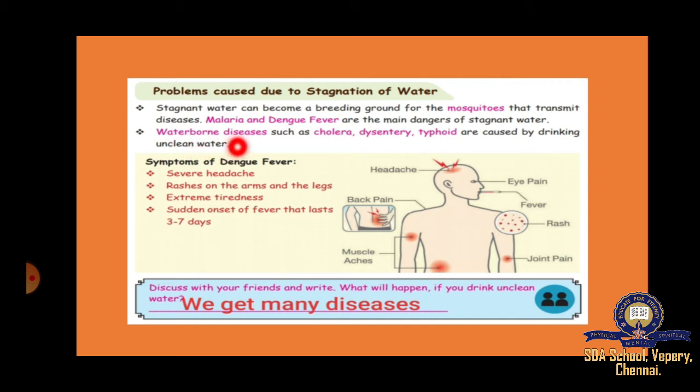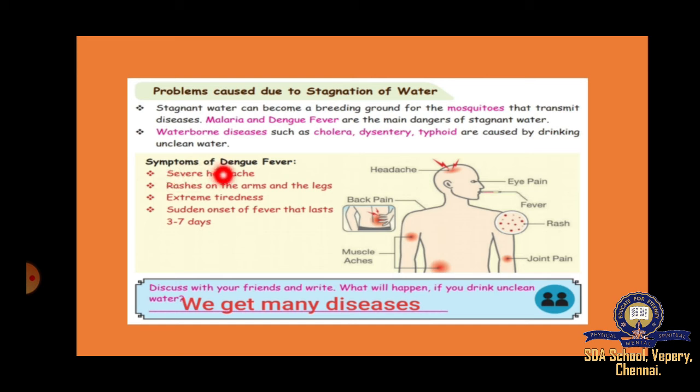Next, waterborne diseases such as cholera, dysentery, typhoid are caused by drinking unclean water. So if this drainage water or the stagnant water is mixed up with the fresh water, what will happen? We'll get many waterborne diseases, such as cholera, dysentery, typhoid. We get all these things because of drinking unclean water.